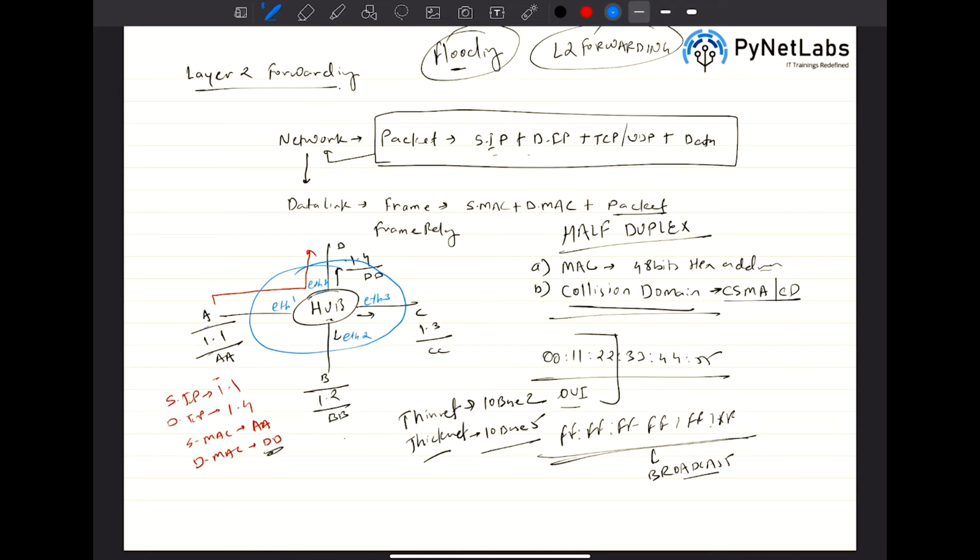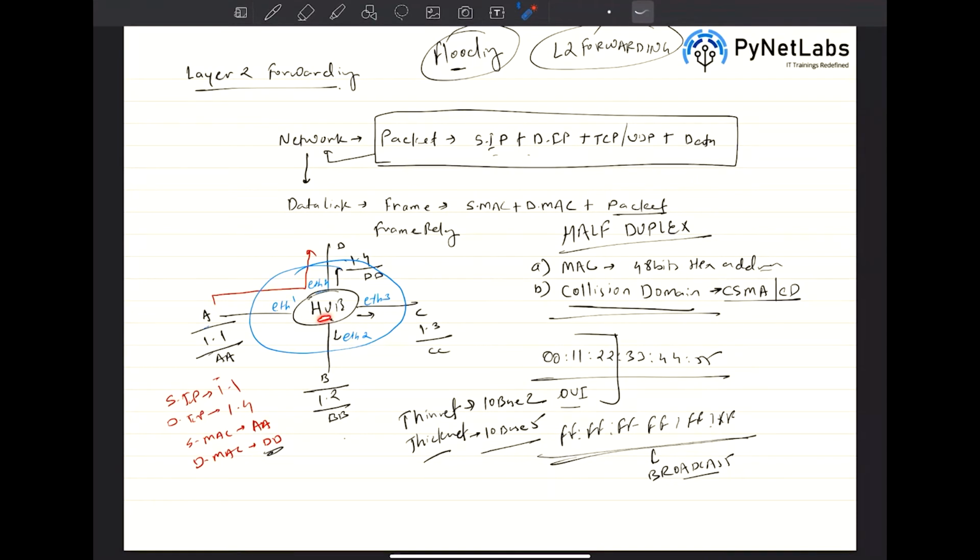If A is sending some data, until A is done forwarding that data, the network is not idle. Since they are sharing the same collision domain, D or C or B will have to wait until A is done sending that particular data and the network becomes idle. That was one of the major limitations.